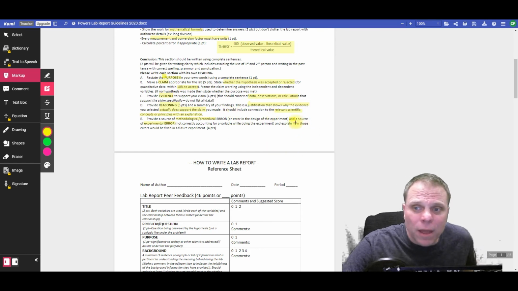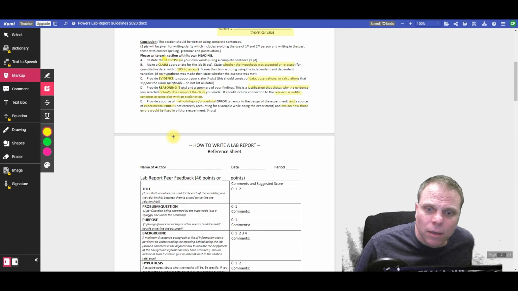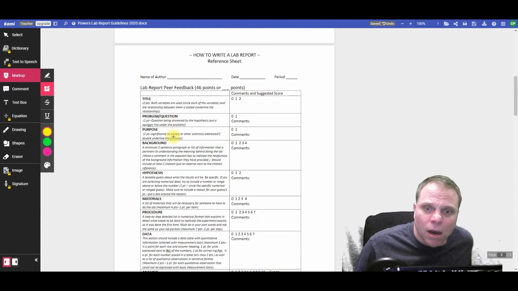And then the other part is that you're going to include in here an explanation of how those errors would be fixed in a future experiment. So make sure to include how you would make this better next time if you had to do it over again. All right, so let's go down to our reference sheet.